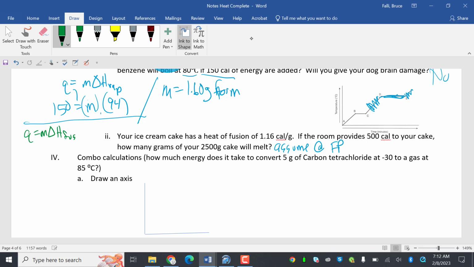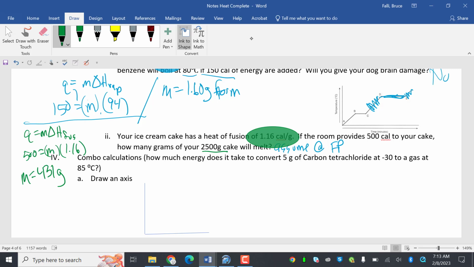Okay. The room provides 500 calories to your cake. I see this mass of 2,500 grams, but not all of it's going to melt, just some of it. So we're going to figure out how many grams of it will melt. And the heat of fusion is 500. That's not the heat of fusion, silly. The heat of fusion is 1.16 calories per gram. 500 divided by 1.16 is 431. Mass equals 431 grams.